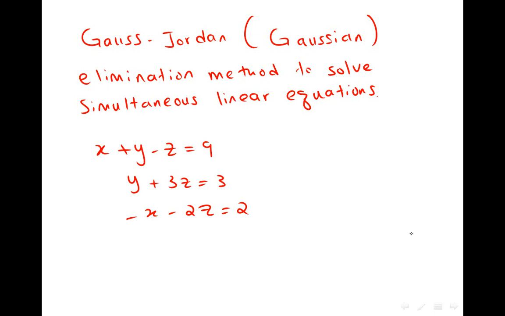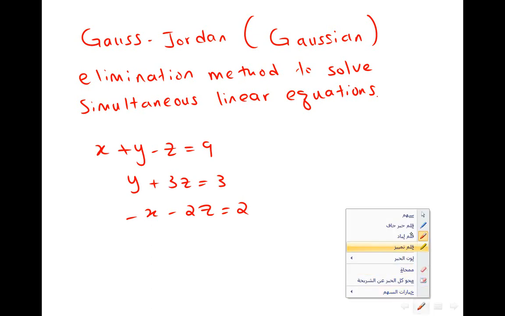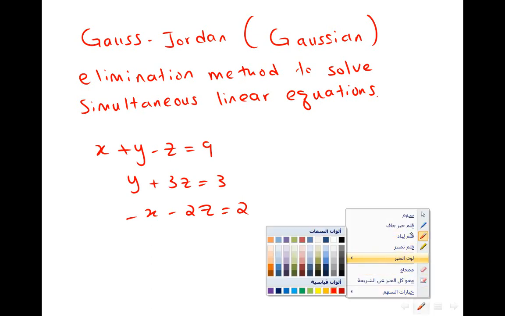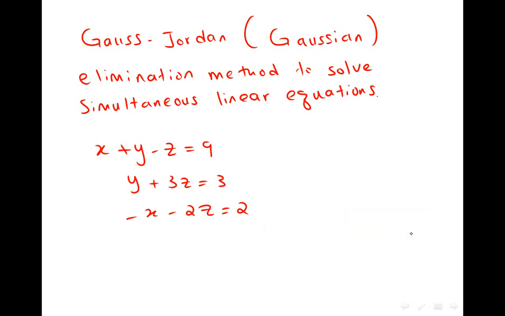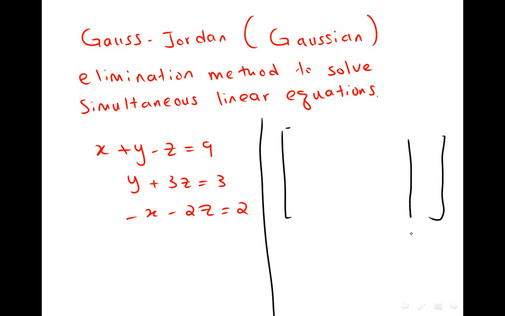Okay, on this example, we need to solve this simultaneous equation, and as you see, it's an equation with 3 different variables and 3 different equations. So you need to change this into a matrix. You need to take the leading coefficient of each and every variable here.